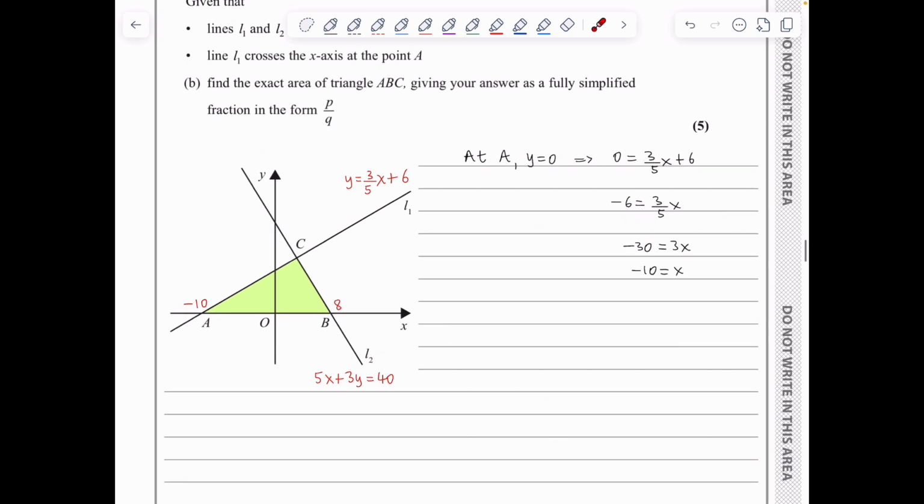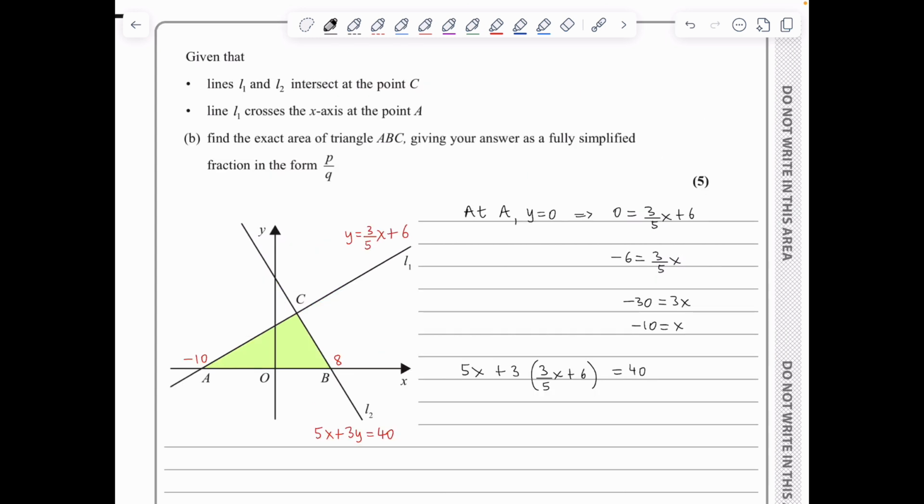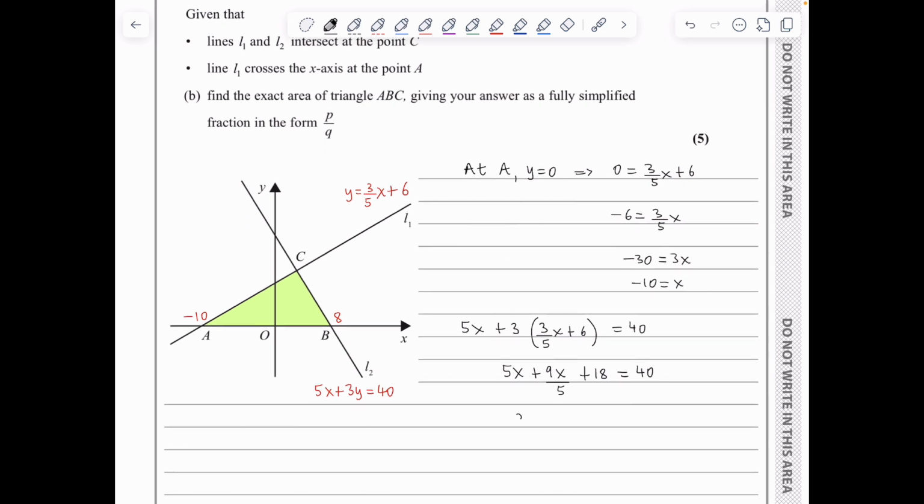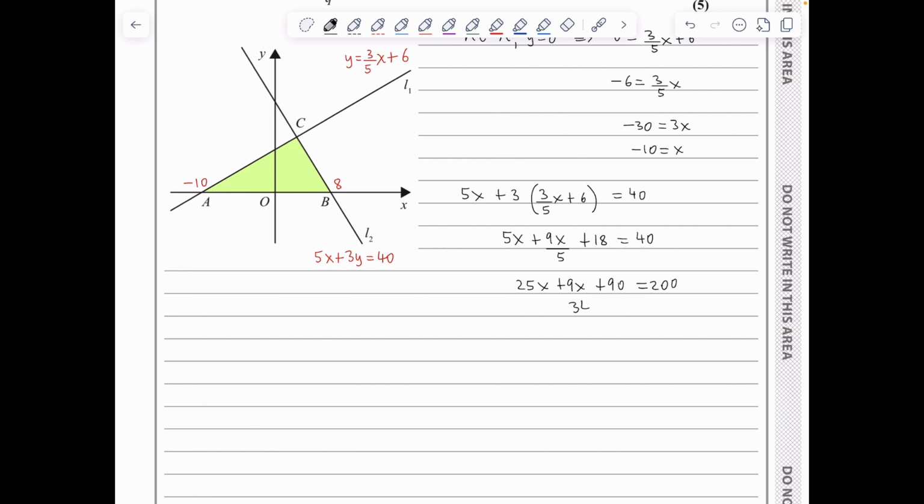So I will be substituting y with 3 over 5 x plus 6. So we've got 5x plus 3 times (3 over 5 x plus 6) being equal to 40. I will proceed by expanding the brackets to get 5x plus 9x over 5 plus 18 is equal to 40. And then I will multiply throughout by 5 to get 25x plus 9x plus 90 being equal to 200, which leads to 34x being equal to 110, and therefore x is 55 over 17.